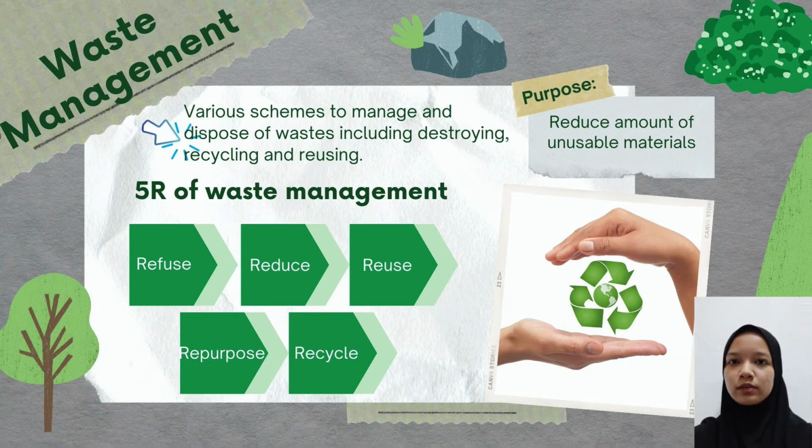The first one is refuse. The company must refuse waste production in business in order to effectively minimize waste. For example, refuse to use non-recyclable products. Second is reduce. The company must reduce the use of harmful, wasteful, and non-recyclable materials. For example, reduce the usage of plastic packaging.